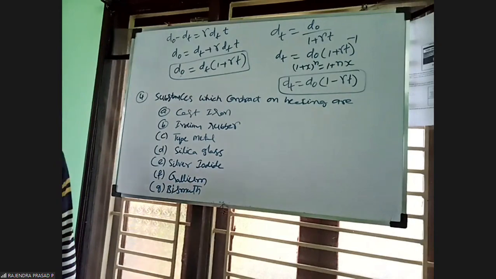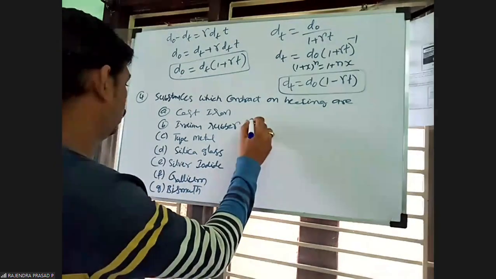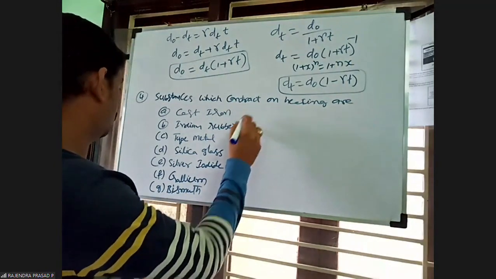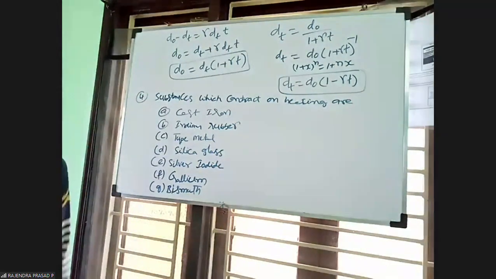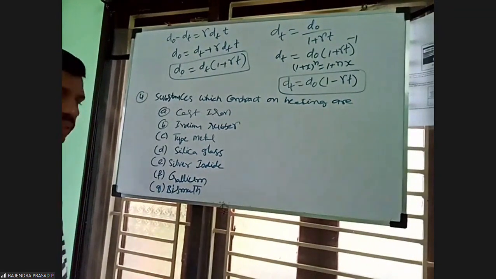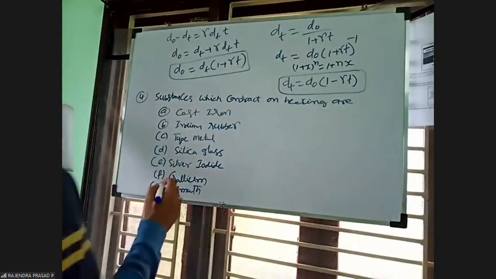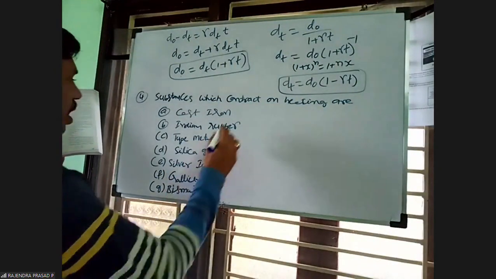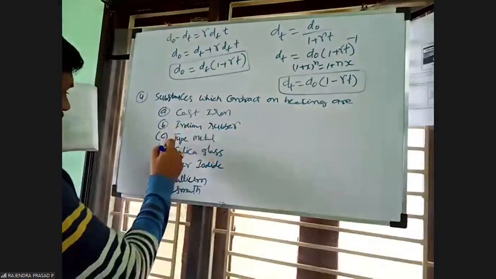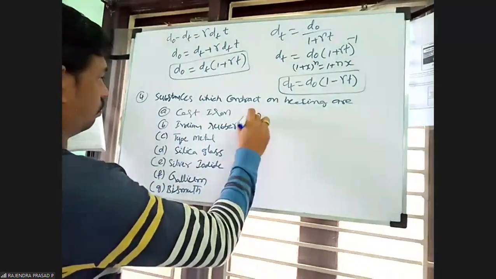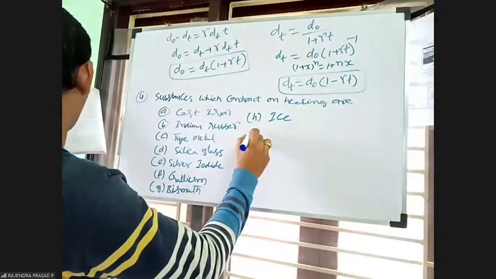Sir, what is C? Ice. Sir, C, type metal, is the welding of some types of metals. Silica glass, Indian rubber, ice, A, B, C, D, E, F, G, H, I, lead.